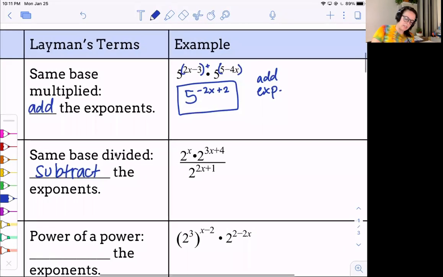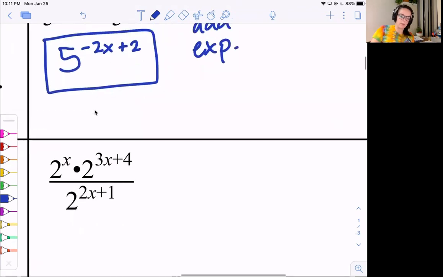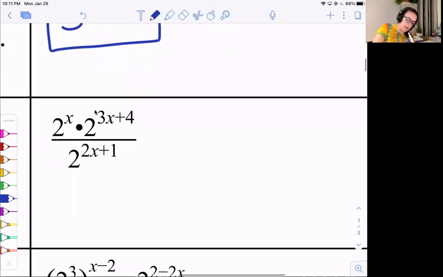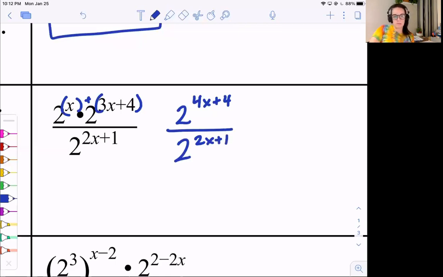So if I have this example here, I see that I have division, but before I can even get to the division, I need to do this multiplication. So I'm going to use my rule from above where I am adding the exponents here. So I have 2 to the power of 1x plus 3x would be 4x plus 4 over 2 to the power of 2x plus 1. So I'm just applying that rule from above.